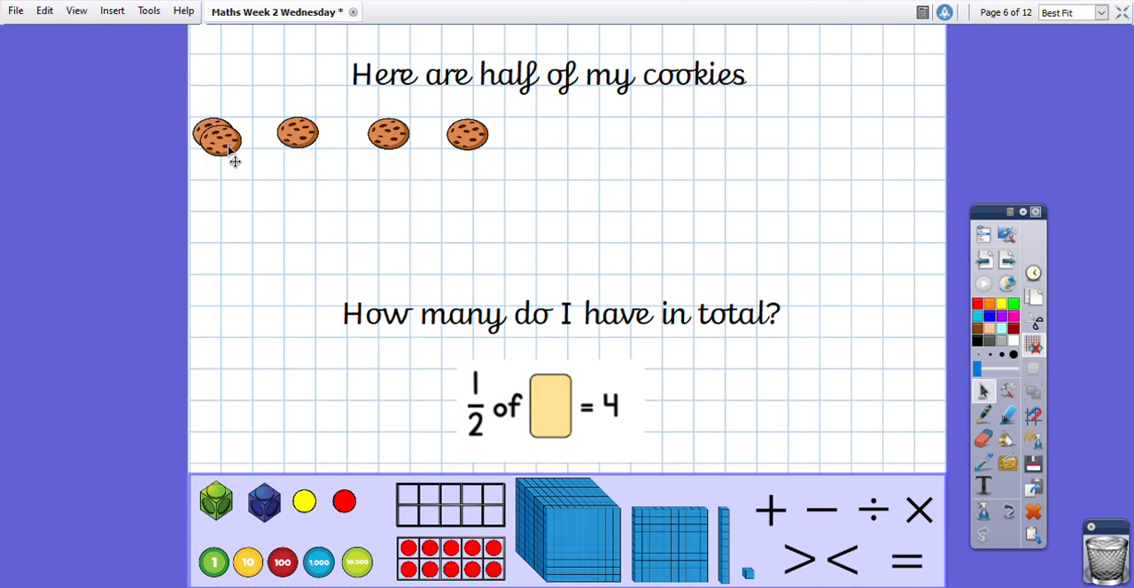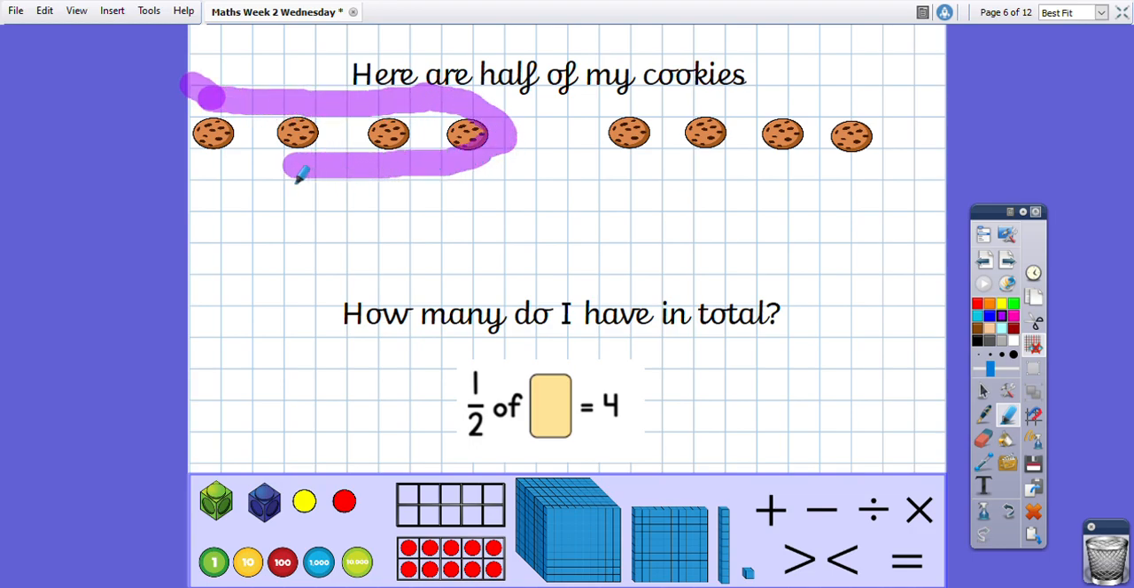So I've got 1, 2, 3, and 4. So here are my 2 groups, and what I will do is I will just circle them so you can see the 2 groups. So I've got one group there and another group here.